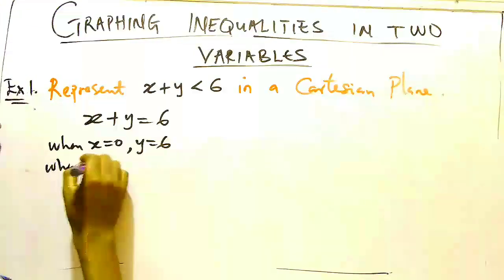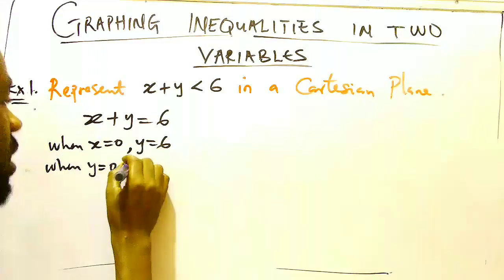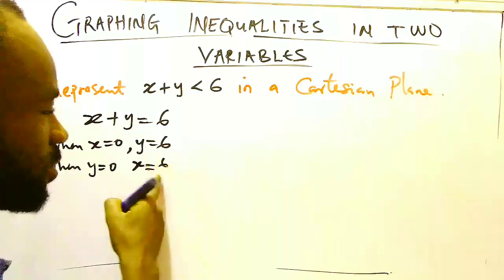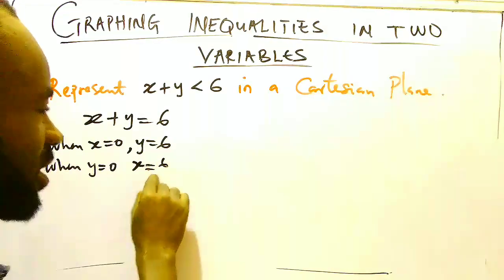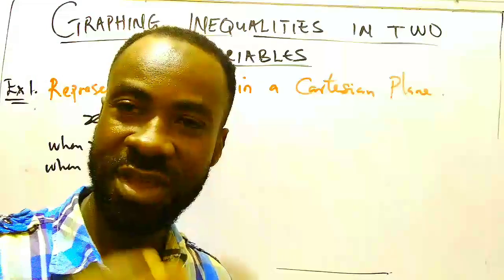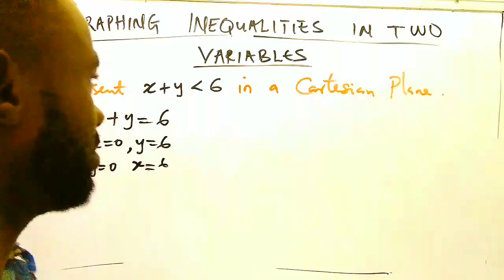Next we do when y equals 0. So if y is equal to 0, what will happen to x? x will also be what? Equal to 6. So this is called the intercept on the x-axis. Now we have gotten the intercepts on the x-axis and the y-axis. So let's go now to our Cartesian plane.